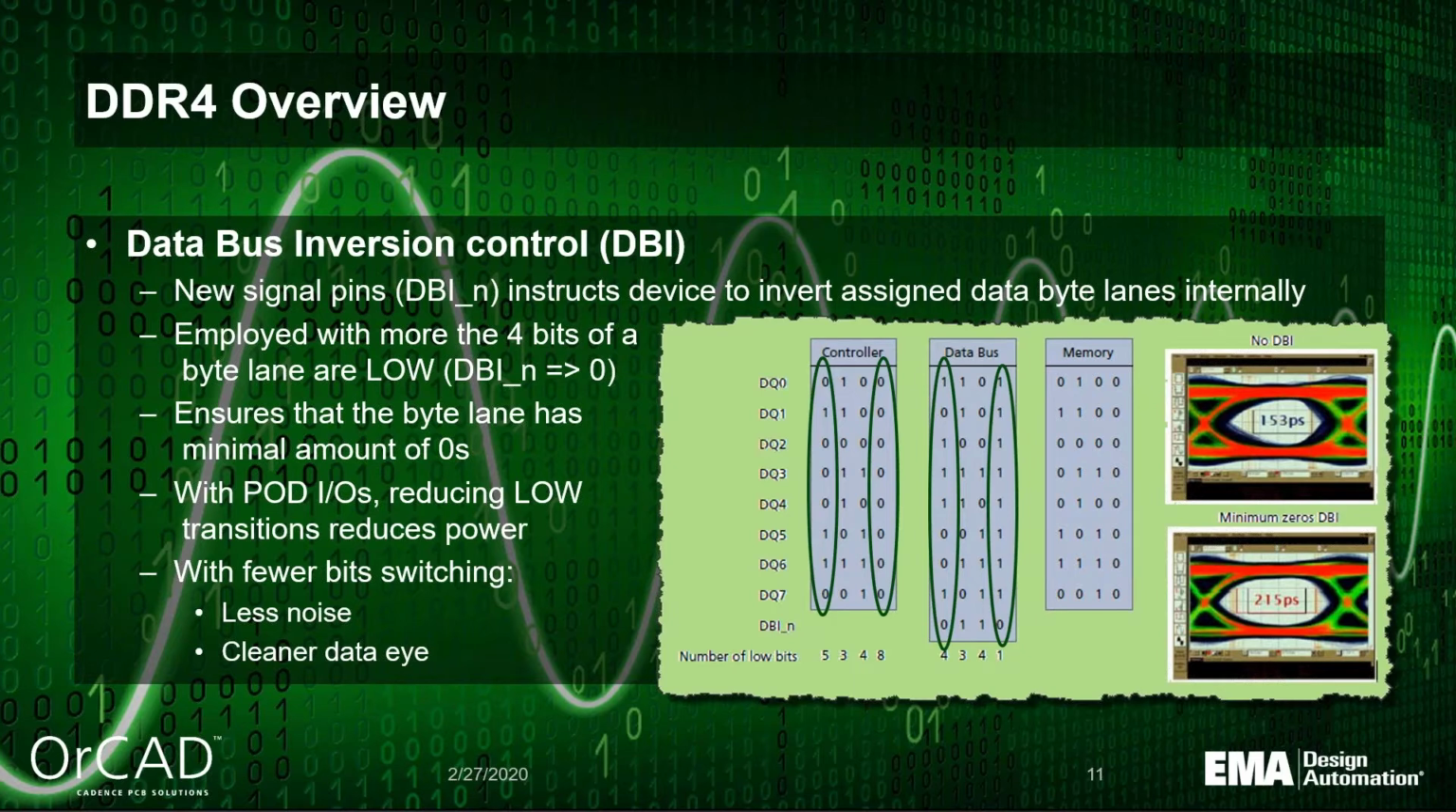And so this does a couple of things. One, it makes for much lower power because you're transferring fewer zeros and switching fewer zeros. The other is it's much cleaner power because you have less current in adjacent data lines. So you're going to get a much cleaner data eye and much less noise in the data transfer.